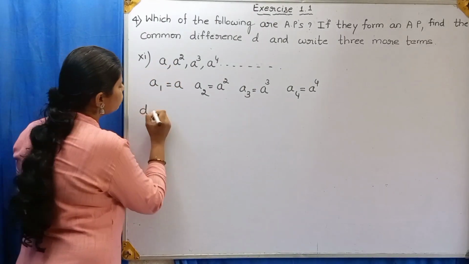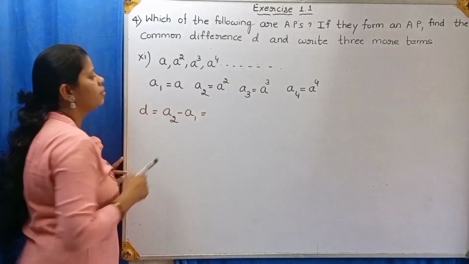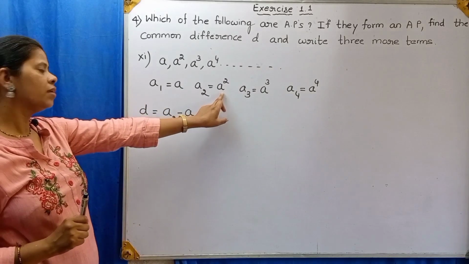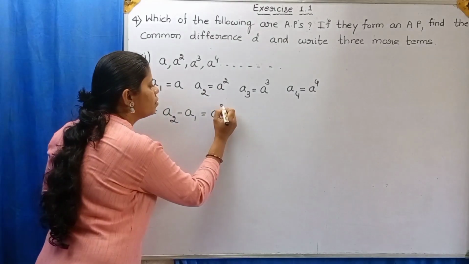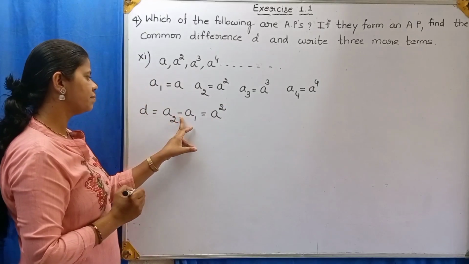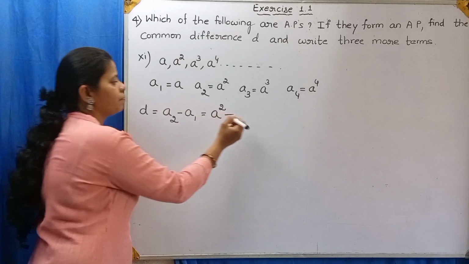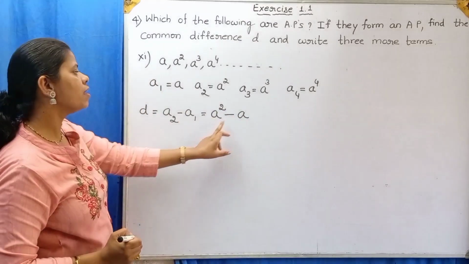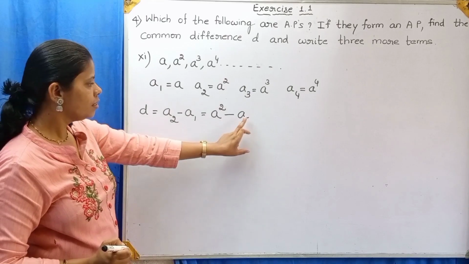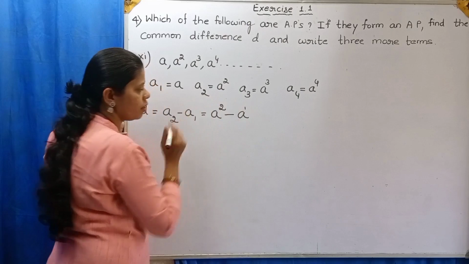d is equal to a2 minus a1. Now, a2 is what? A square, right? Minus a1. a1 is what? A. Now, look at this. A square minus a. Here nothing is there, which means what we will write? 1. A to the power of 1.